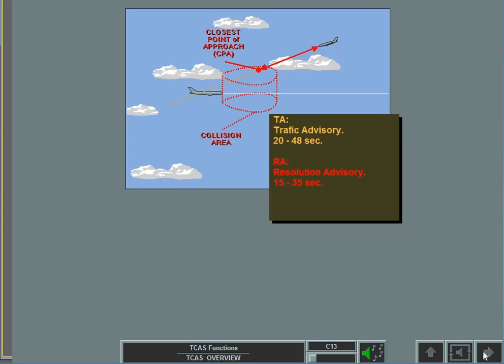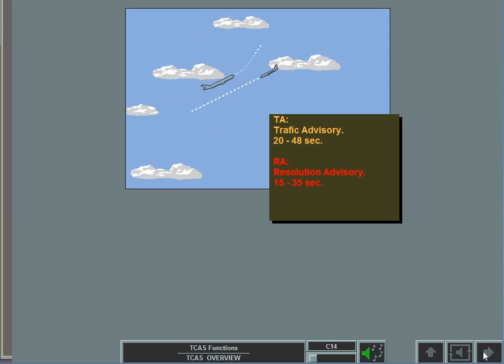When the other aircraft is within 20 to 35 seconds of the CPA, it becomes a definite collision threat. TCAS issues an RA, or Resolution Advisory. This commands the vertical maneuver action that must be taken to avoid a collision.